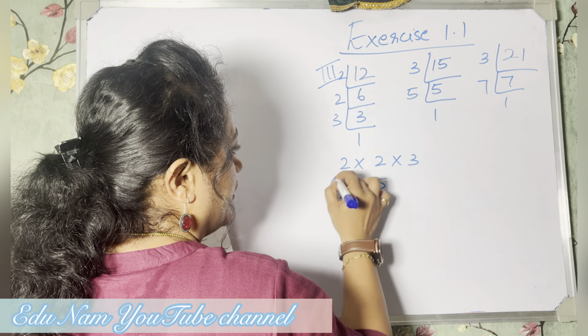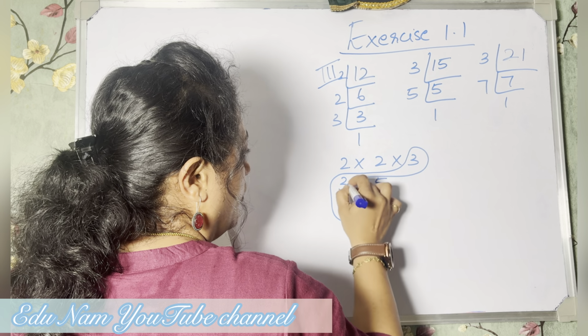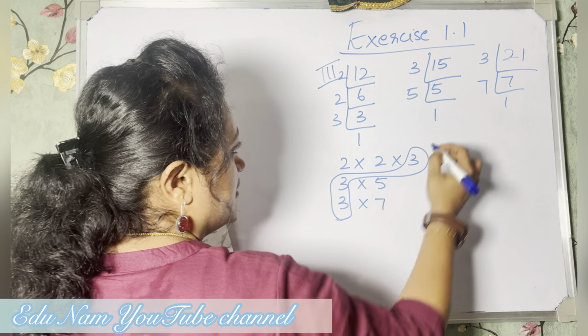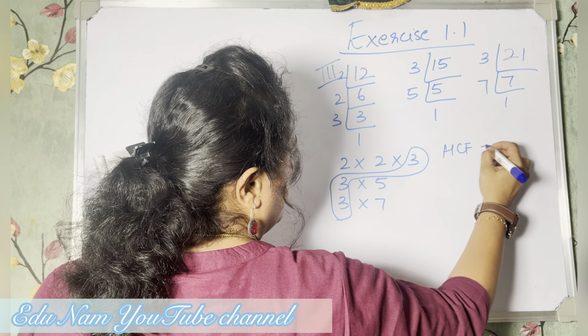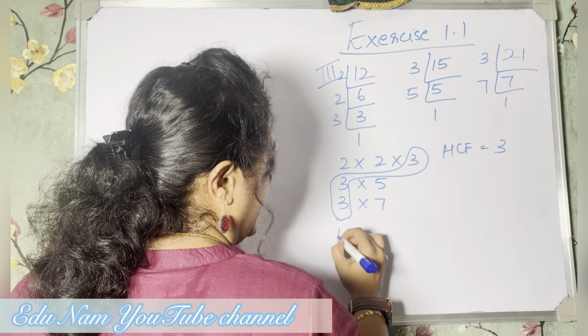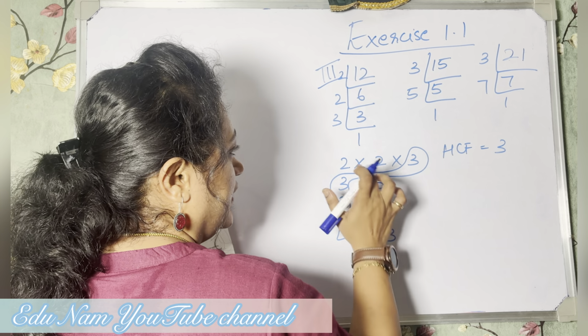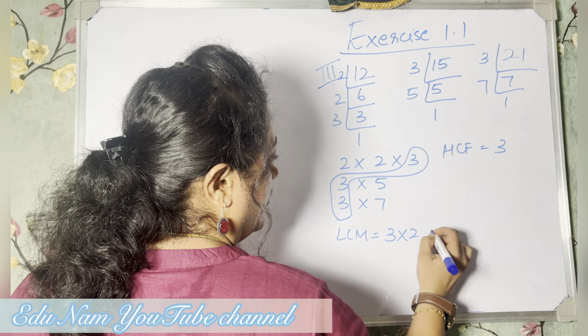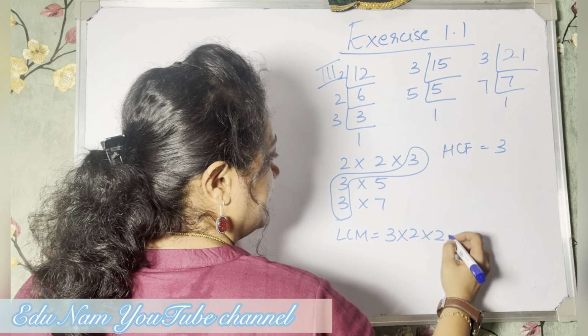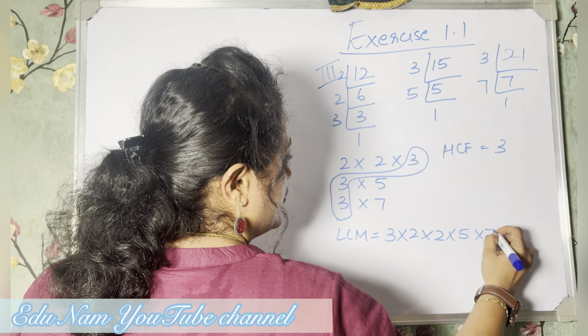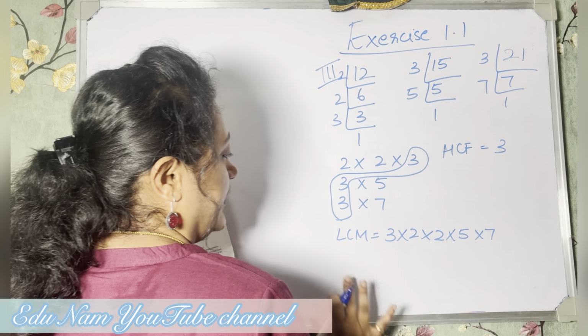So when you see here, you can make out 3 is common in all the three numbers. So HCF will be 3. Now to do LCM, what will we do? First we will write the common one, that is 3. 2 and 2 are not common. Next, then 5 and 7. So when you multiply all this, you will get the LCM.